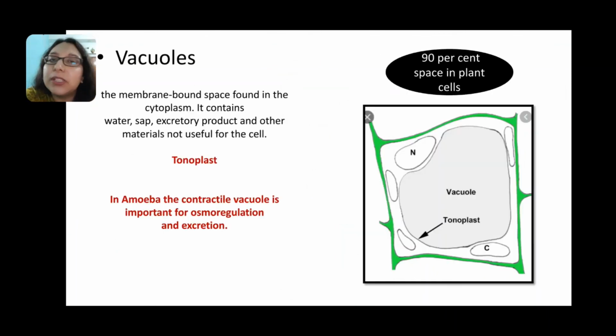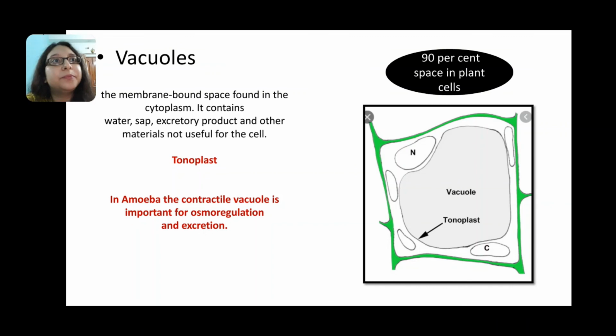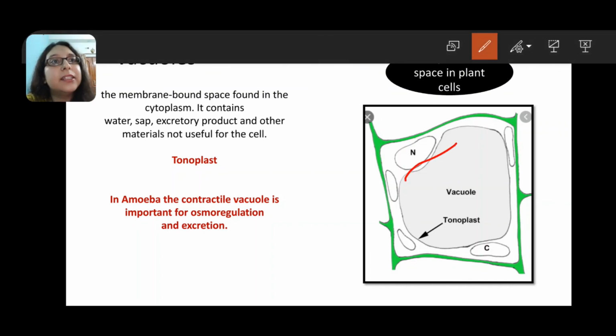Vacuoles. Vacuoles are nothing but membrane-bound spaces which are found in the cytoplasm. They are found both in plant cells and in animal cells, but we must know that in plant cells, they make up almost 90% of the volume of the plant cell. As we can see in this picture, this is the central vacuole. And look at how much space it is taking up inside a plant cell. So, we remember that it is taking up almost 90% of the space within a plant cell.